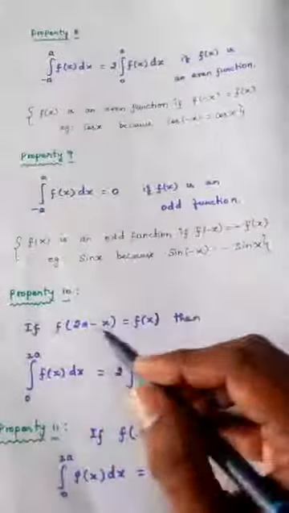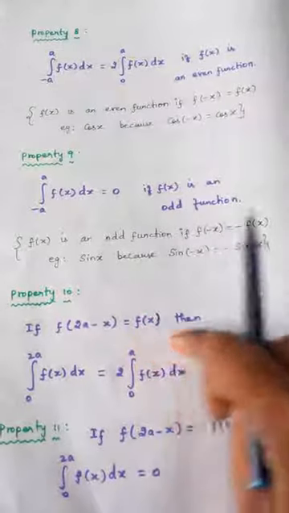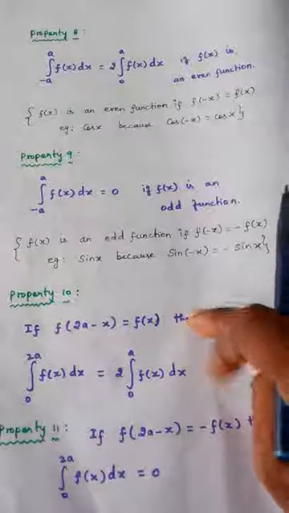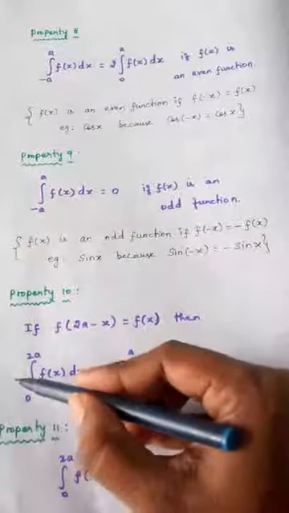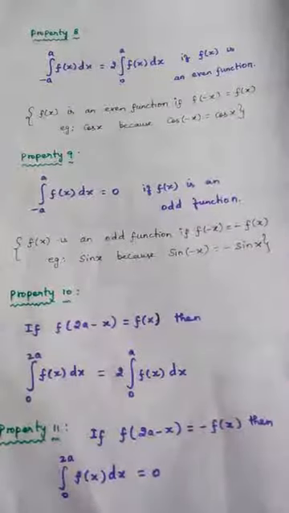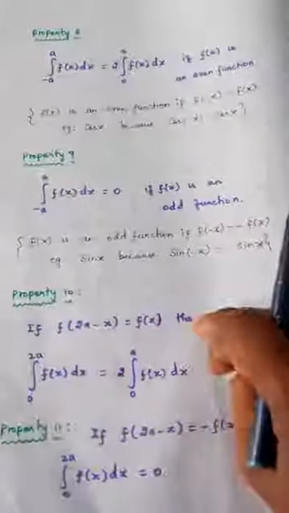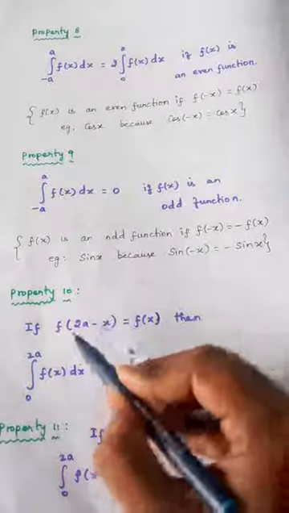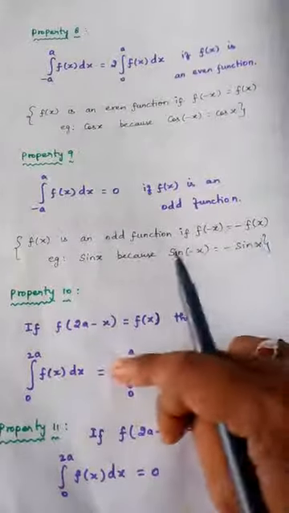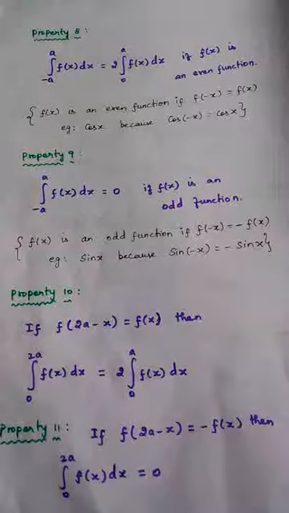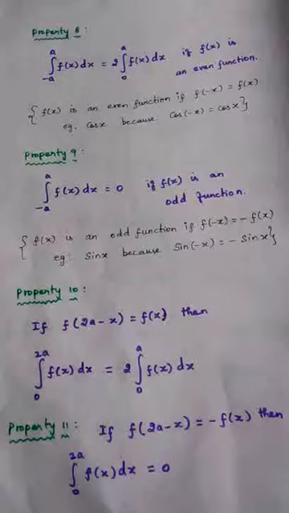Property 10. If f of 2a minus x and f of x are equal, if we have this condition, then integral 0 to 2a f of x dx can be written as 2 times integral 0 to a f of x dx. We can take this only if this condition is satisfied. That is, if f of x and f of 2a minus x are equal, then we can write this integration as 2 times 0 to a f of x dx. So, you should be very careful in reading all the properties. Read the properties with the insisted condition.